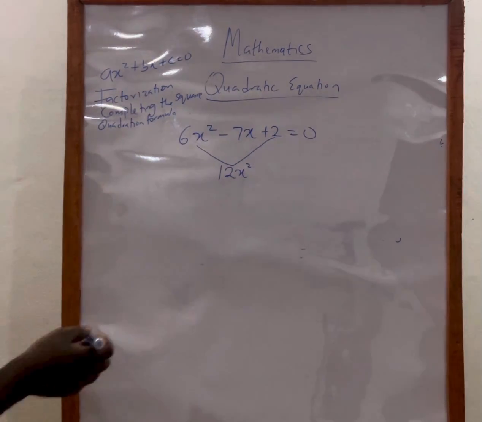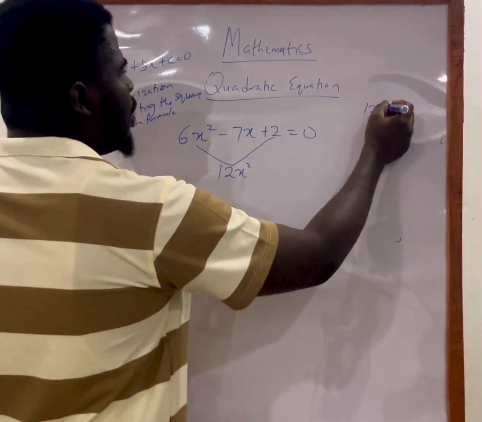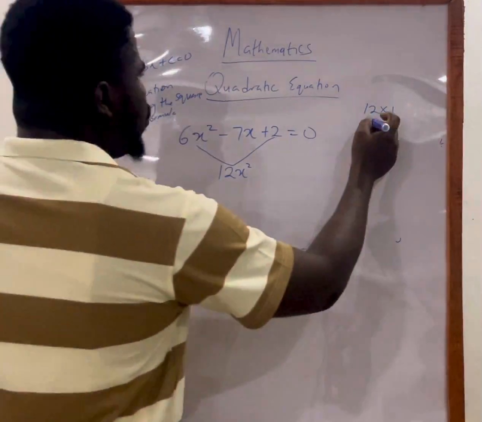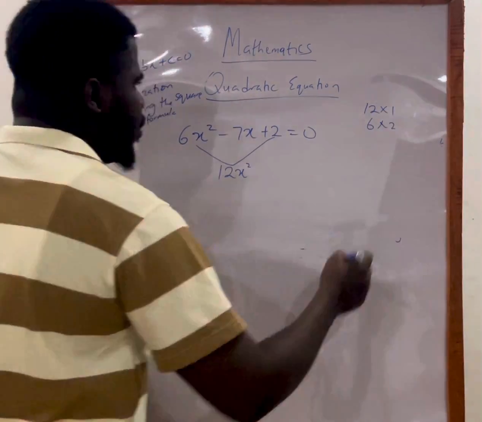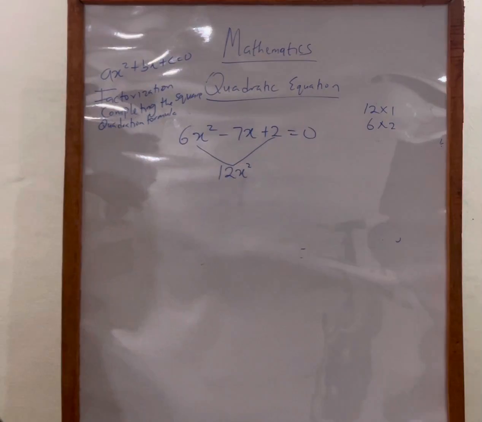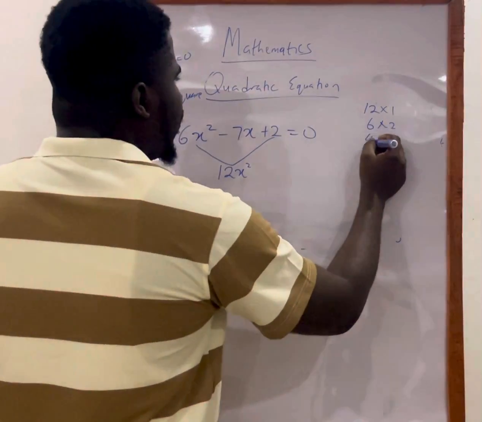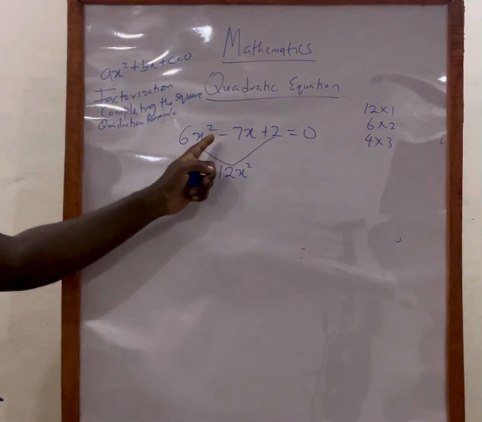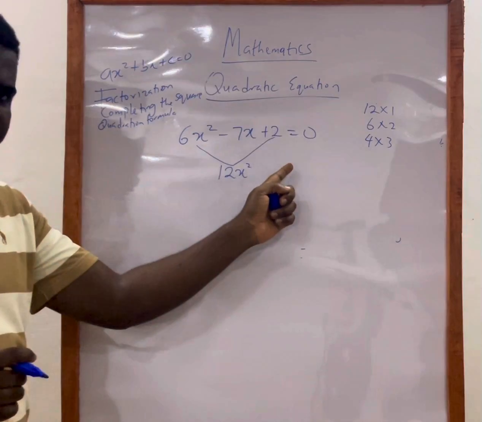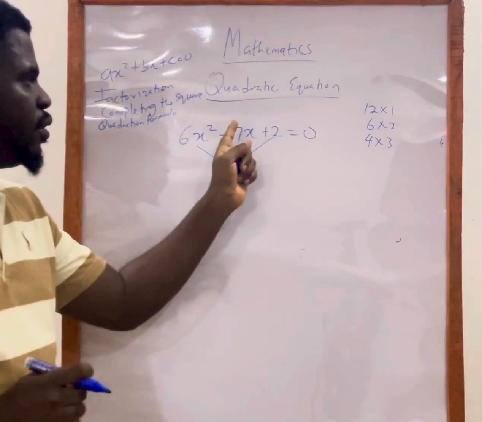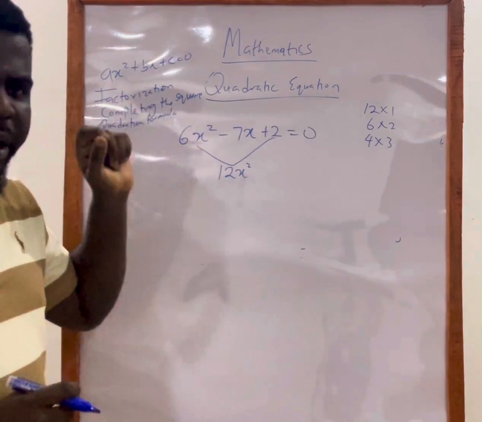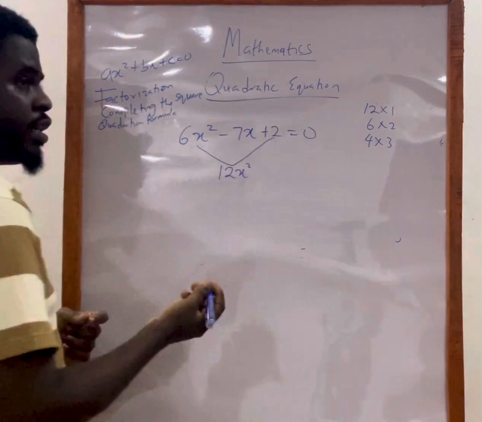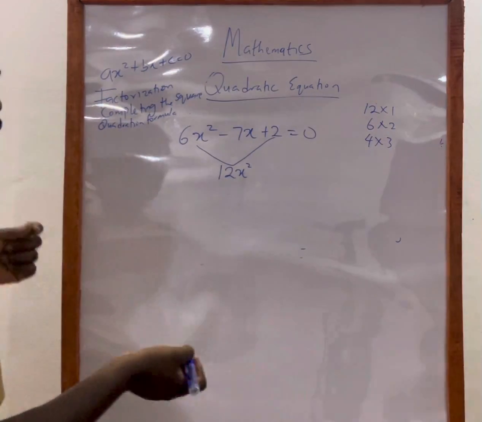So now let me start. If I do 12 times 1, there is nothing here that can give me minus 7 at all. I will do 6 times 2, 12. So there is nothing here that can also give me minus 7. So I'm now left with 4 times 3. Now we are getting somewhere. If you use minus 4x and minus 3x, minus 4x minus 3x will give us minus 7x. Then minus 4x times minus 3x will give us 12x squared, because negative times negative will give us plus.